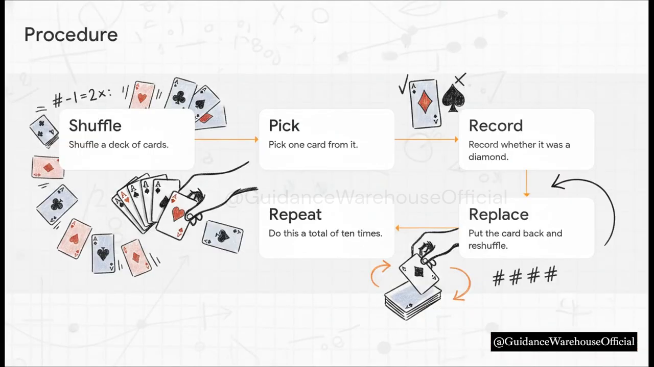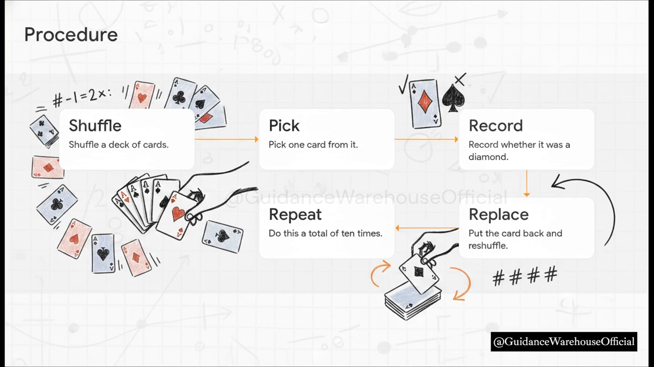Okay, let's set up our lab. We're not just staring at textbook formulas today. We are creating our own data set. All you need is a standard 52-card deck. Here is exactly what we're going to do. 1. Shuffle the deck. 2. Pick a card at random. 3. Record if it's a diamond or not.